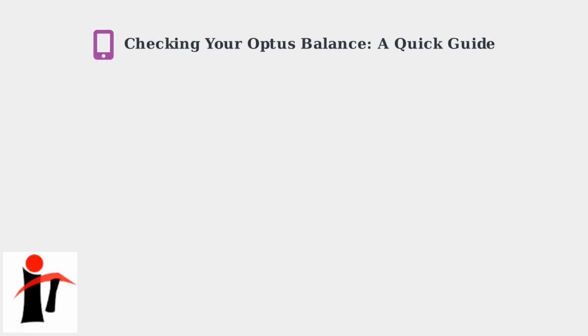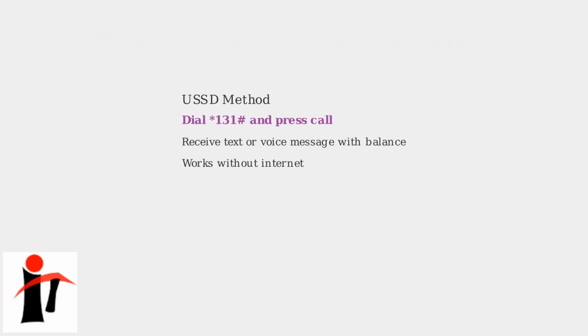Need to know your Optus balance? As of October 2025, there are 3 easy ways to check using USSD codes, SMS, or the My Optus app. First, USSD. Simply dial 131 hack on your phone and press call. You'll receive a text or voice message with your balance details. This works on any phone, even without internet.